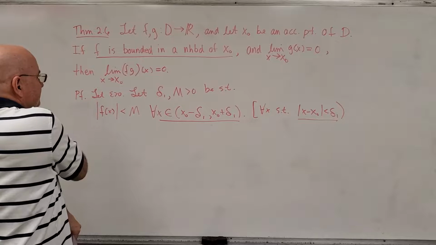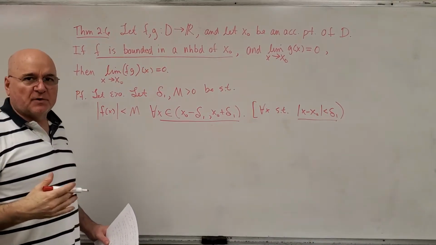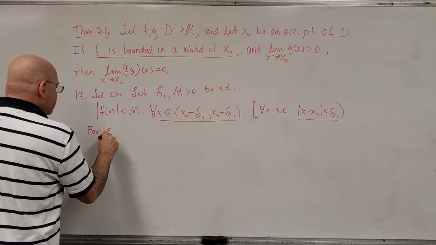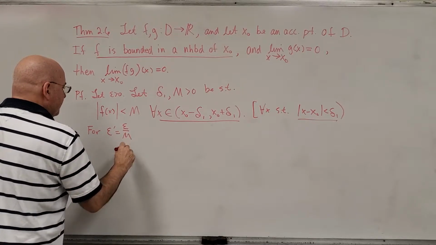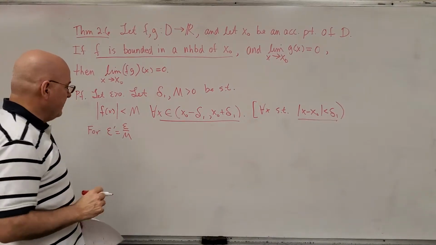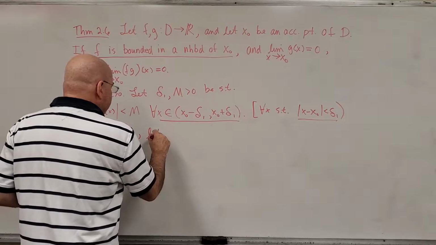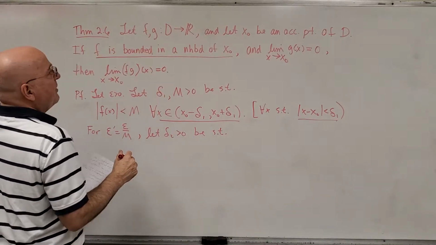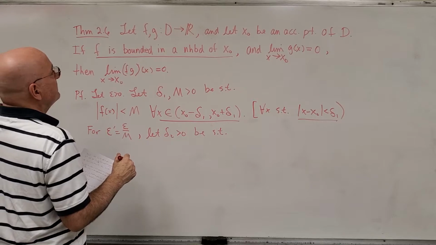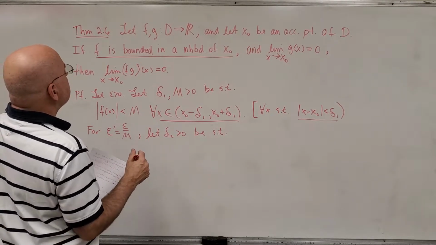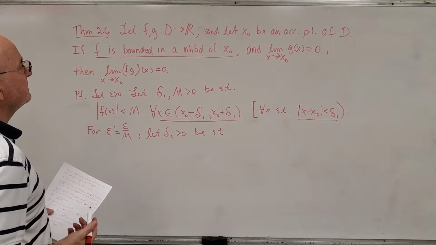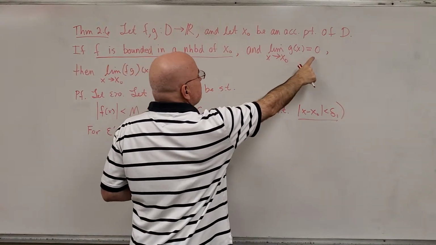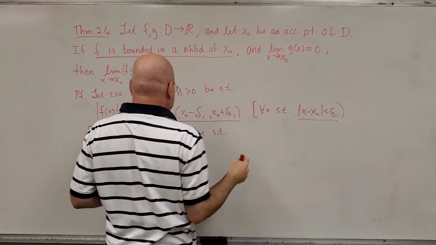All right, as you might suspect, if you happen to remember the corresponding proof we did for sequences, I'm going to say for epsilon prime equal to epsilon over M, this is a positive number because epsilon and capital M are both positive. Let delta 2 greater than 0 be such that, now I'm using this part. Here's the conclusion. Now I'm going to use this part right here: the limit as x goes to x naught of g of x is equal to 0.